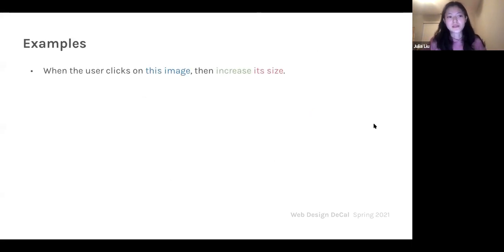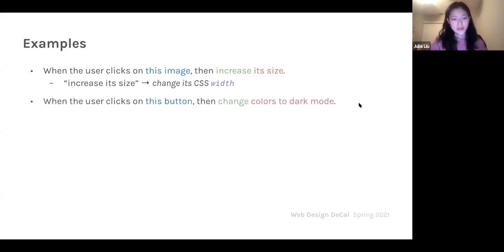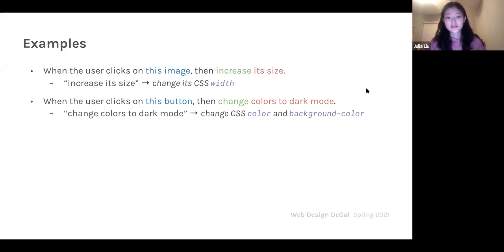And now we'll walk through some examples of what you can do with JavaScript. So as I said before, for example, when a user clicks on an image, it can increase in size, and we can do this with JavaScript. And increasing in size means changing the CSS width property. On the other hand, the user might click on a button and then change the colors to dark mode. And changing colors to dark mode might mean changing the CSS color and the background color.